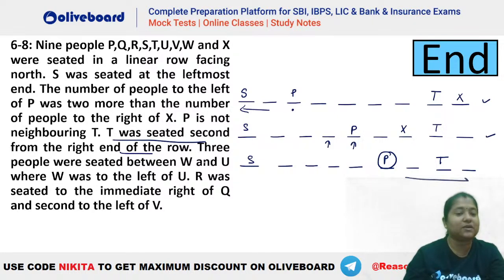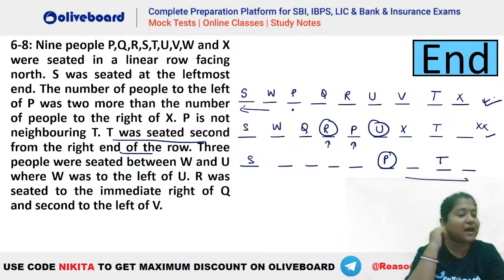After that, let's see what is given. 3 people are seated between W and U, where W is to the left of U. So in the first case, W here, 1, 2, 3, U will be this person. In the second case, the only possibility will be U here and 1, 2, 3, W here. So these are the 2 possible cases. After that, R was immediate right of Q. But R also has to be second to the left of V. So here second to the left of V is possible, but here R second to the left of V is not possible. That means this case is invalid and this will be the valid case here.